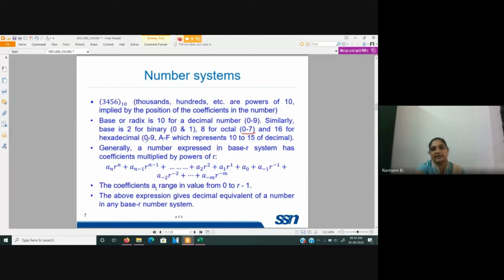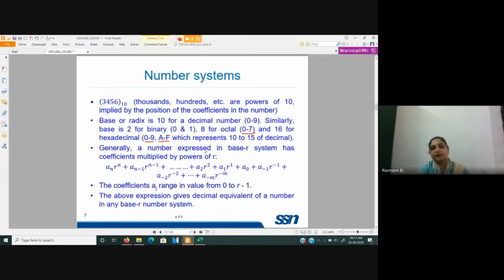In the case of hexadecimal, hexa corresponds to 6 and decimal is 10, so the base is 16. Here we have 0 to 9, and then to represent 10 to 15, we have the letter symbols A to F. Here A corresponds to 10 and F corresponds to 15. Likewise, you can go ahead with B, C, D, and E. So any number system is generally represented in this form only.